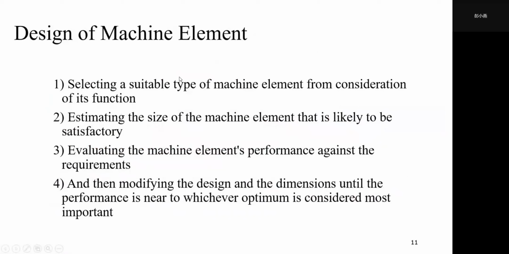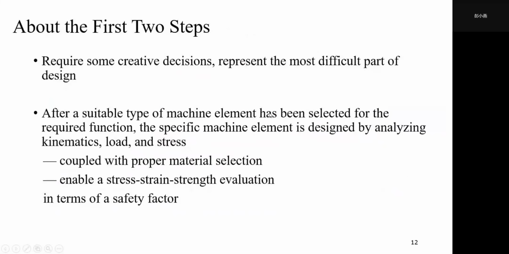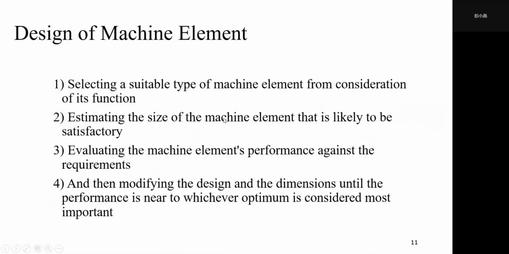The considerations of machine element design are similar to those of machine design, with more concerns on safety, manufacturability, cost, codes, and standards. And the design procedure includes selecting a suitable type of machine element and estimating the size of the machine element, and evaluating the machine element's performance against the requirements, and then modifying the design and the dimensions until the performance is near to the optimum, which is considered most important.